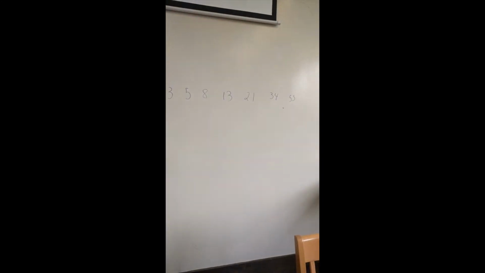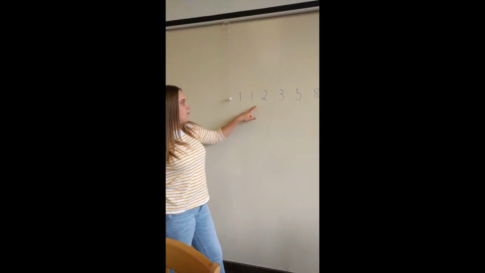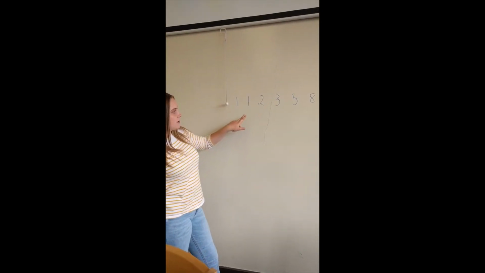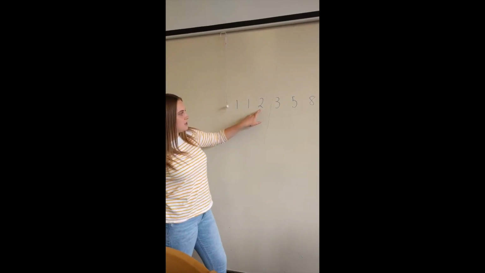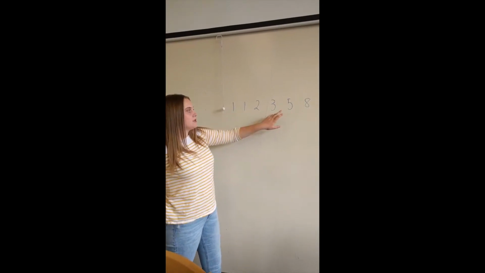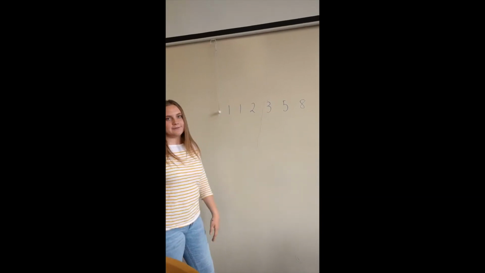The first 10 Fibonacci numbers go 1, 1, and then 2, and this is because 1 plus 1 equals 2, and then you're going to go to the next, 1 plus 2 equals 3, 2 plus 3 equals 5. So you always go back to one number and add it to the next. Here is the Fibonacci sequence.